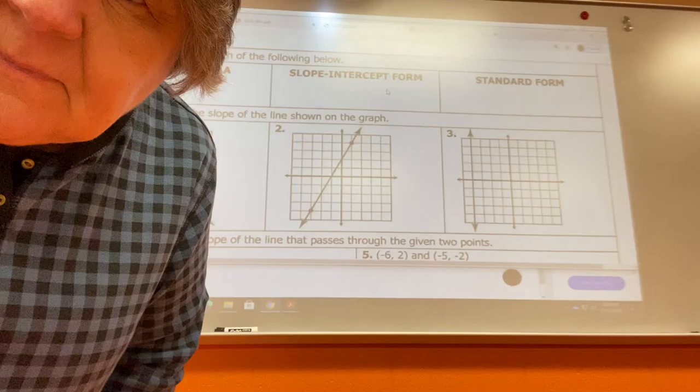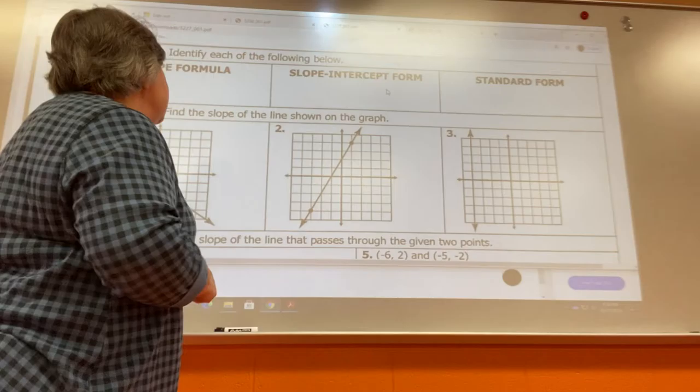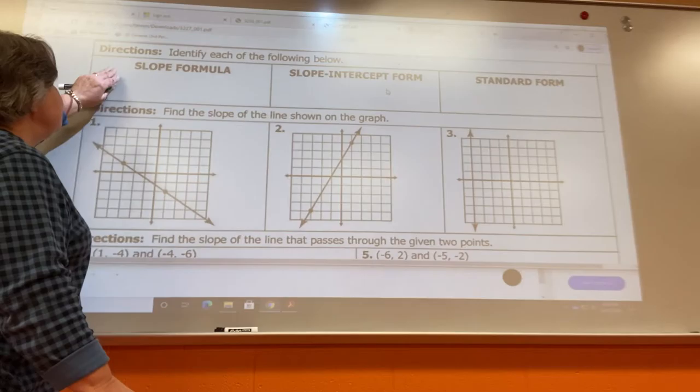Good afternoon. We're going to work on kind of a review today. The first thing we need to know, it's going to review several things that we've worked on and practiced. The first thing, it says identify each of the following below. First thing we have to do is we have to know the slope formula.